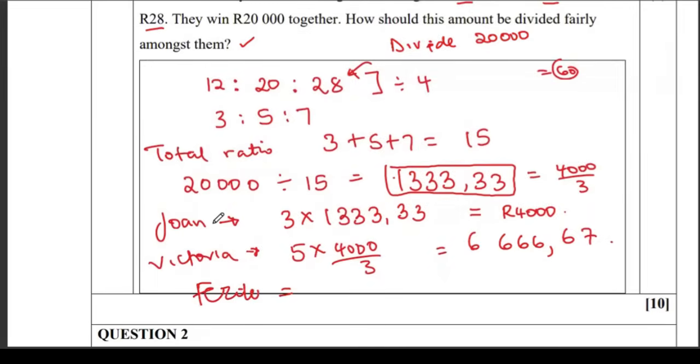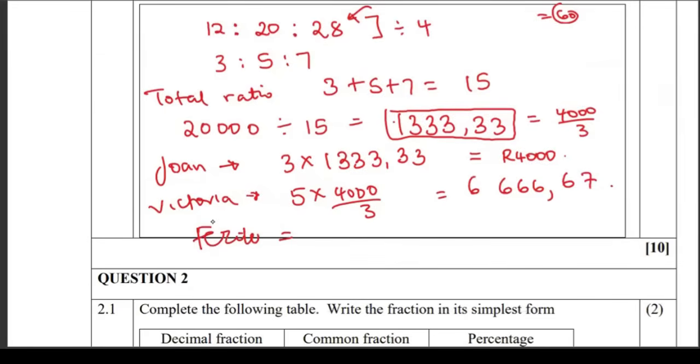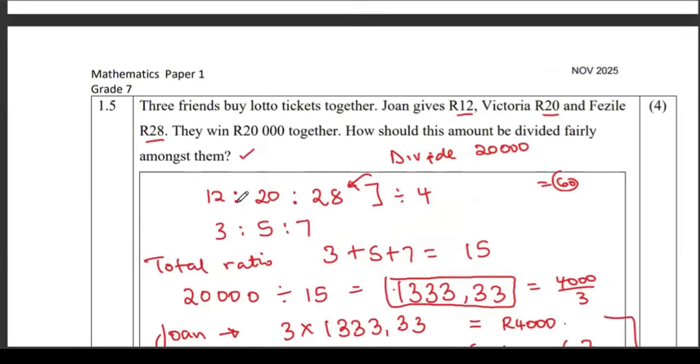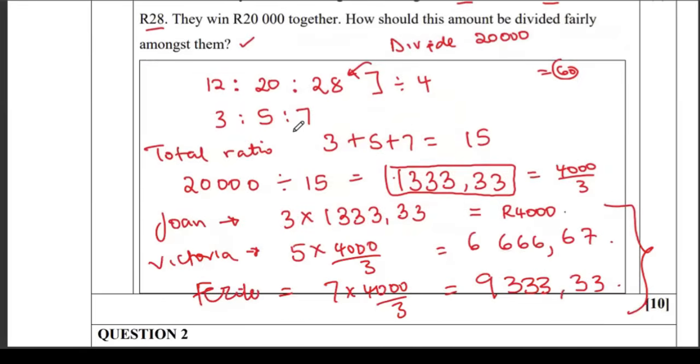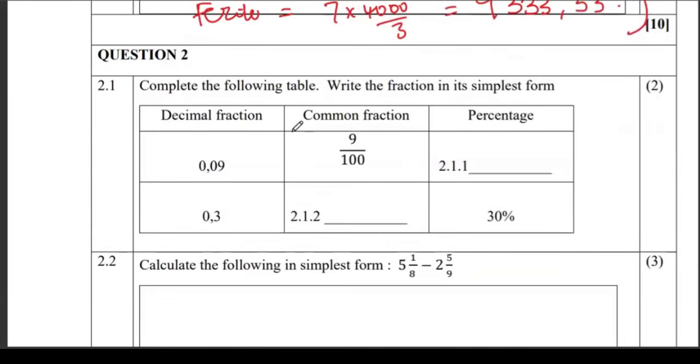Fezile was 28, which is a 7. So 7 times 4,000/3. When I multiply that, I'll end up with 9,333.33. So that's basically what we get. If we add up all these 3 numbers, we should get to the 20,000 that they gave us. Okay. Question number 2, which is common and decimal fractions.